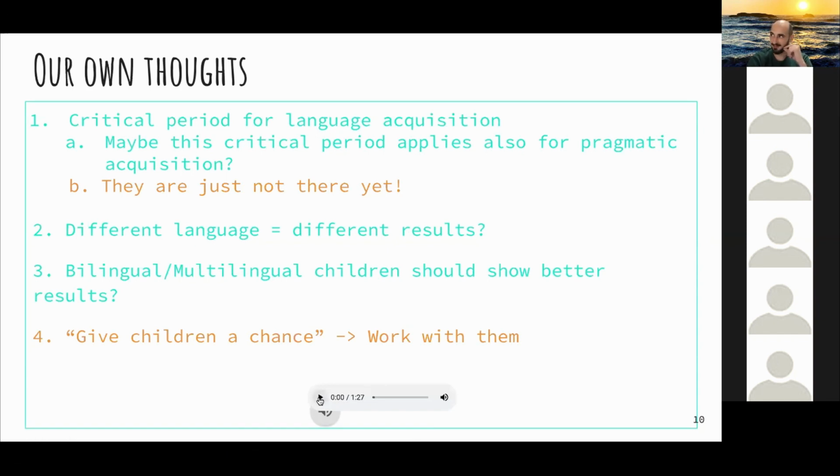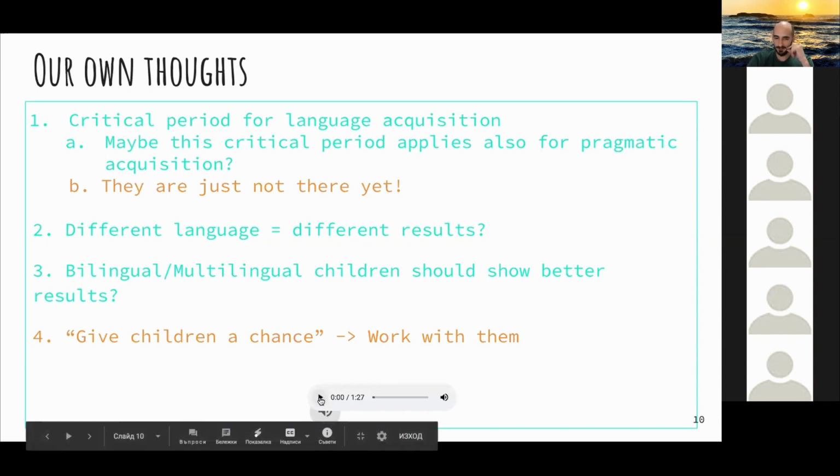I have to adjust this so you hear better. Just a second. The last one.